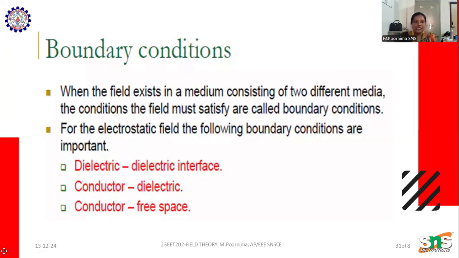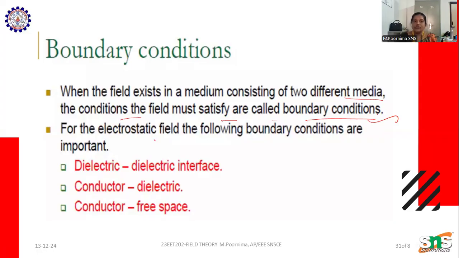Here, boundary conditions. What are boundary conditions? When the flux exists in a medium consisting of two different media, the conditions that the field must satisfy are called boundary conditions.